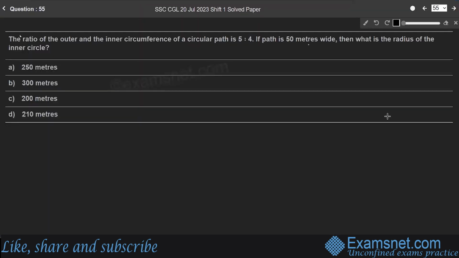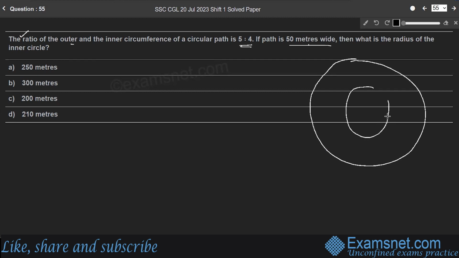Question 55. The ratio of the outer and the inner circumference of a circular path is 5:4. If path is 50 meters wide, then what is the radius of the inner circle? So let us consider a circular path, and width of the circular path is 50 meters. So this distance is 50 meters. Right? So the ratio of outer and inner circumference of the circular path is 5:4.